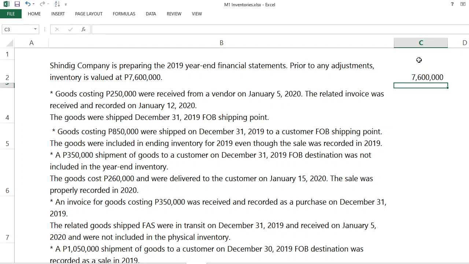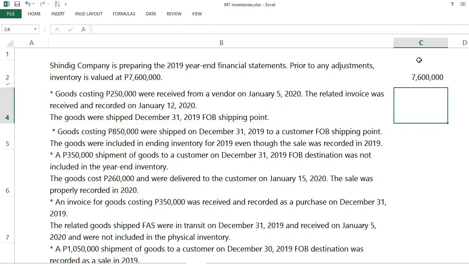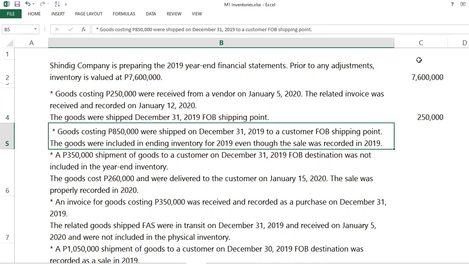Ayan, next, items. Goods costing 250 were received January 5. The related invoice was received and recorded January 12. Okay, the goods were shipped, FOB shipping point, kinsagayta diri a buyer. Kung buyer ta, tapos shipping point, atuan na dapat ni. So, dapat, we are going to add this in our inventory. That's 250.